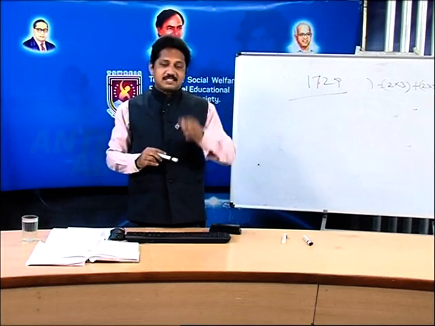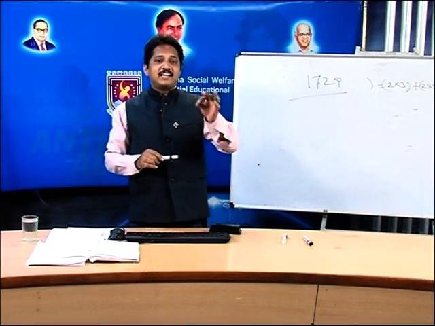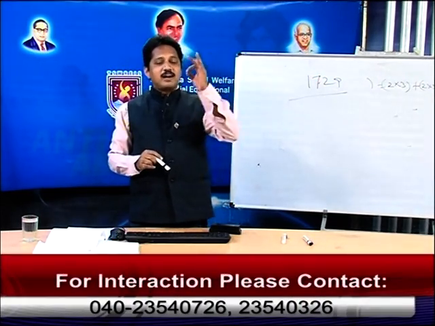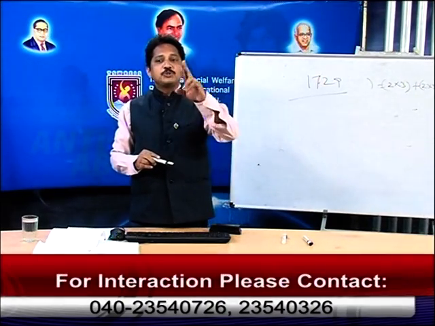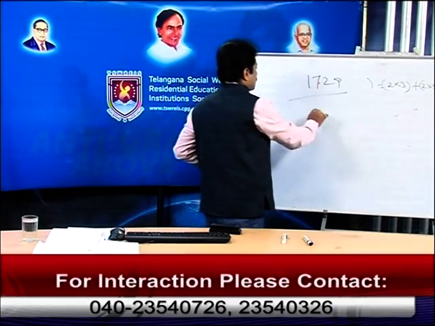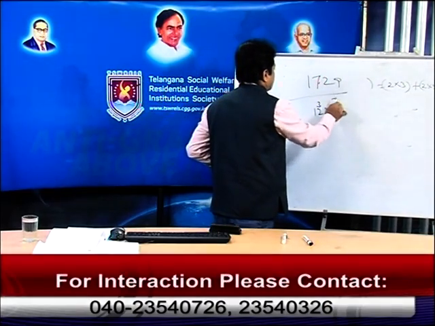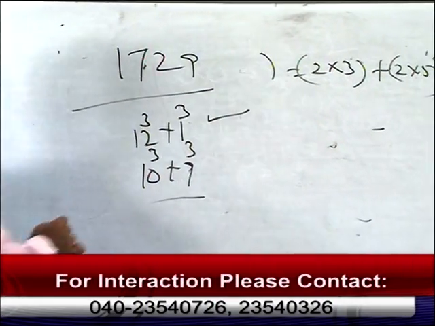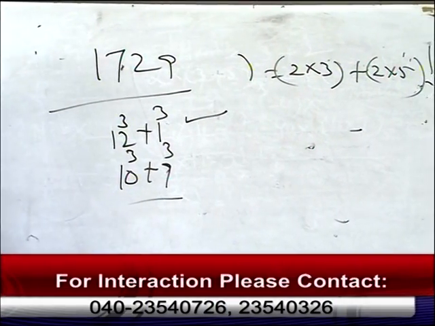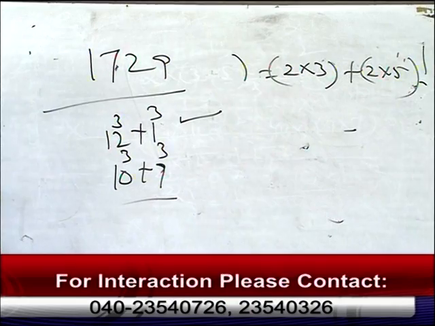Okay, see, 1729 is the smallest number among the numbers which can be expressed as the sum of two cubes in two different ways. That is, 12 cube plus 1 cube is 1729, and 10 cube plus 9 cube is 1729. How beautiful it is, see it.